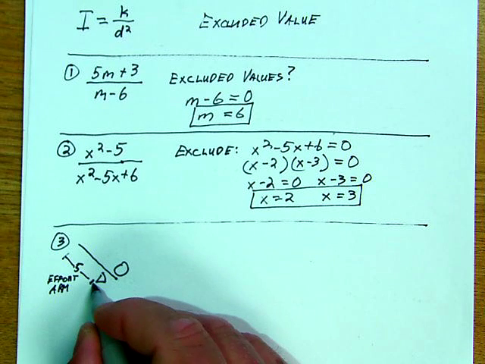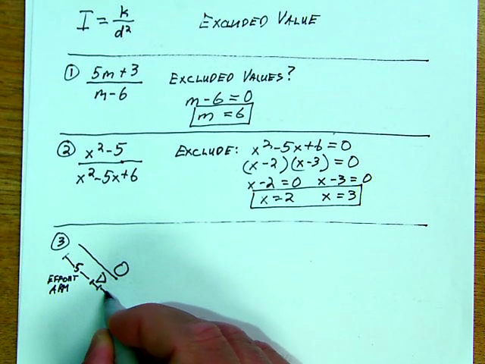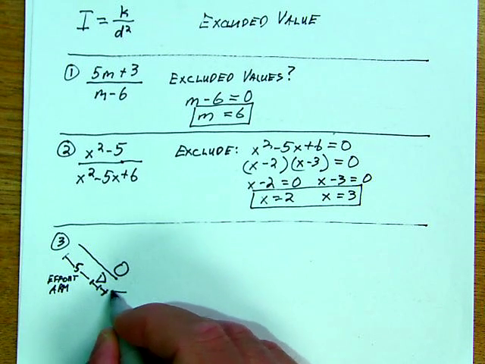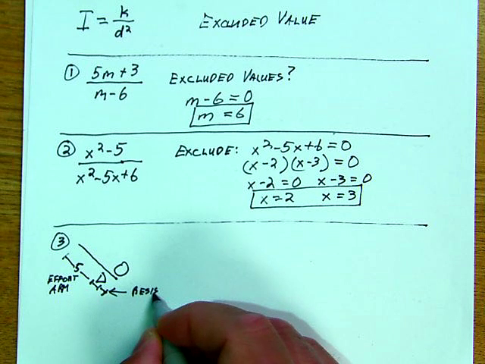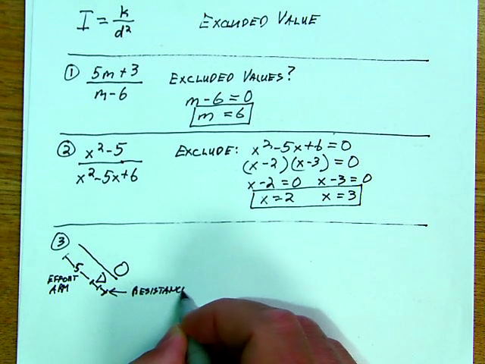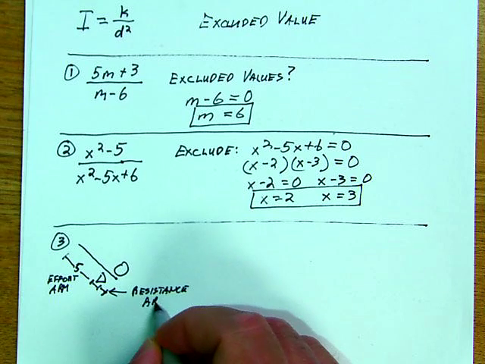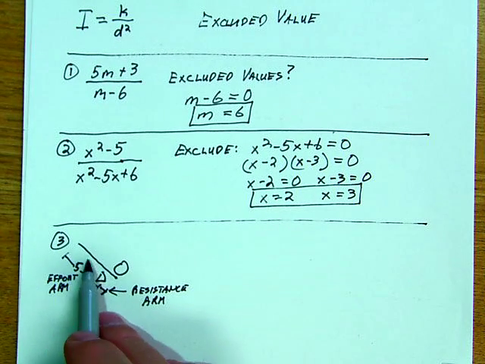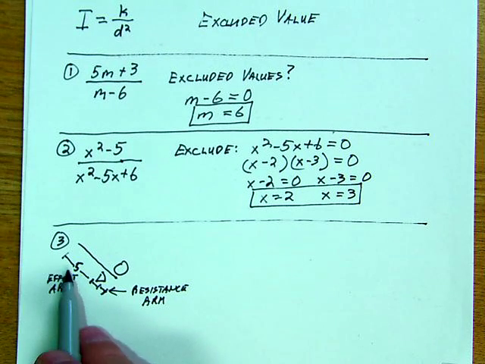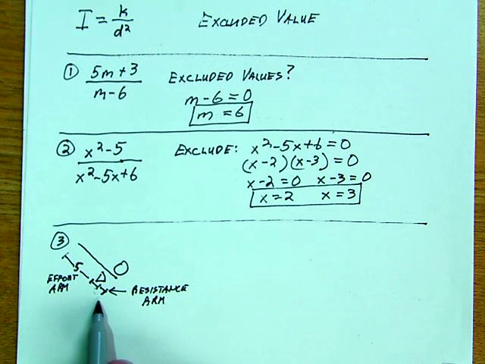And on the other side of the fulcrum, we have 1 foot, and that is called the resistance arm. So we've got a 6 foot lever total. 5 feet is above the fulcrum, 1 foot is below the fulcrum. We're trying to move this rock.